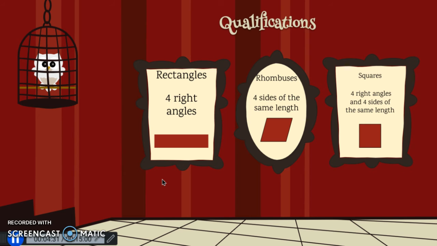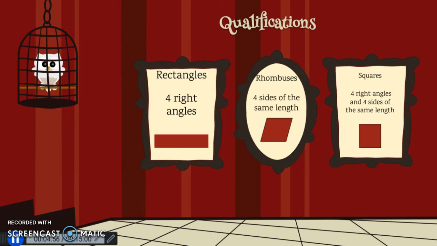So we see that a square is a rectangle, but a rectangle can't be a square because a square has the same side lengths. So we can also see that a square can be classified as a rhombus because it also has four sides of the same length. So it can also be classified as a rhombus.